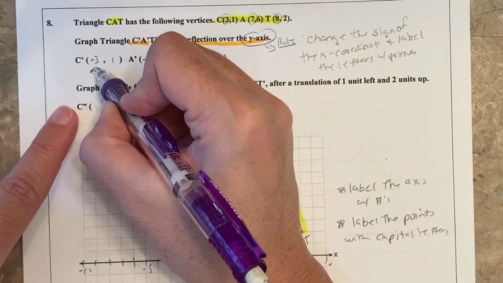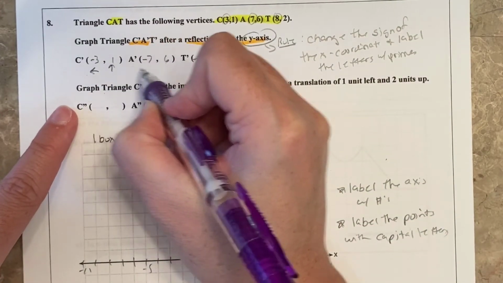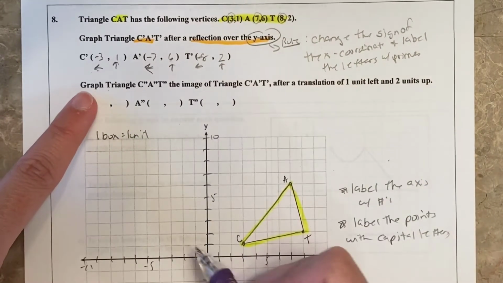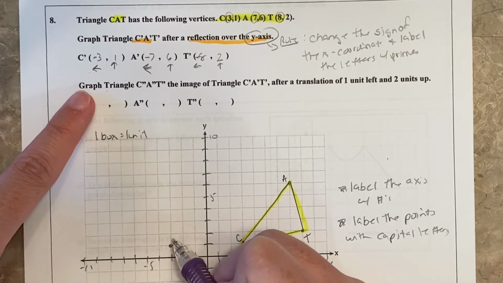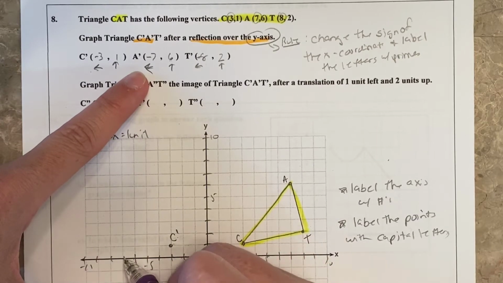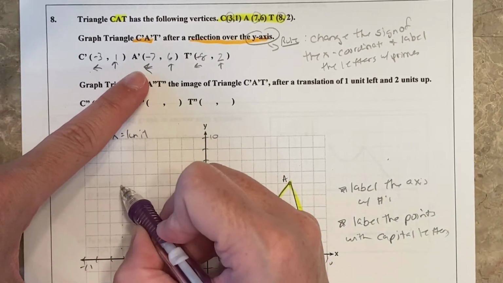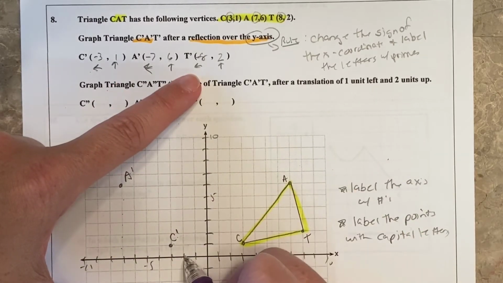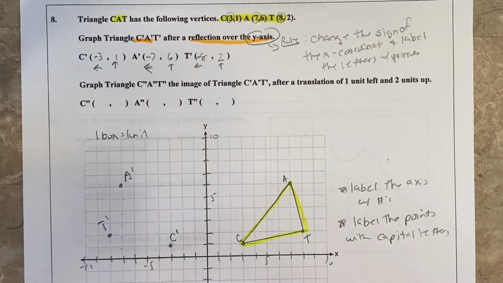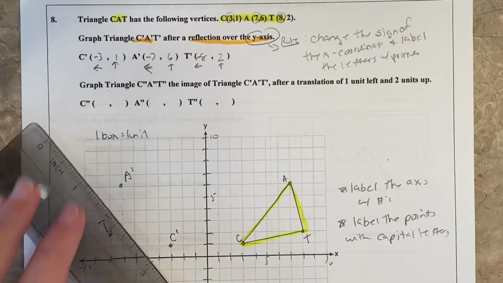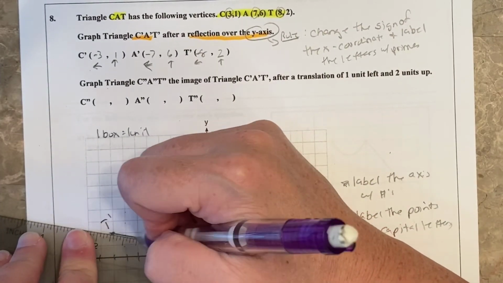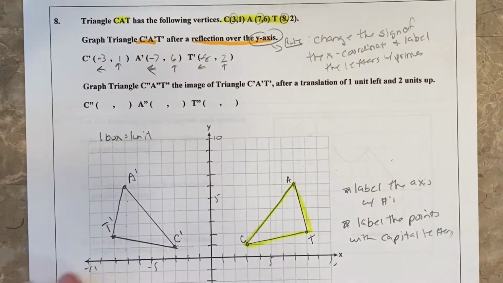So anything to the left, or anything negative is going to be to the left on the x, and these positive y values are going to go up. Okay, so -3 to the left, 1 up. That's C prime. You got a capital letter and you have a prime. 7, 1, 2, 3, 4, 5, 6, 7, and 6 up. 1, 2, 3, 4, 5, 6. That's A prime. 3, 4, 5, 6, 7, 8. 2 up, and that is T prime. So use your straight edge and connect your dots to make your triangle. And that is the reflected one.